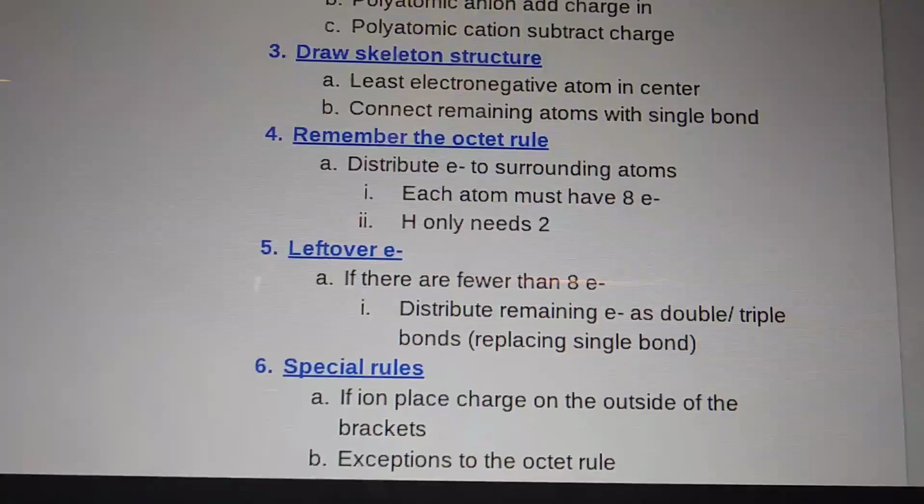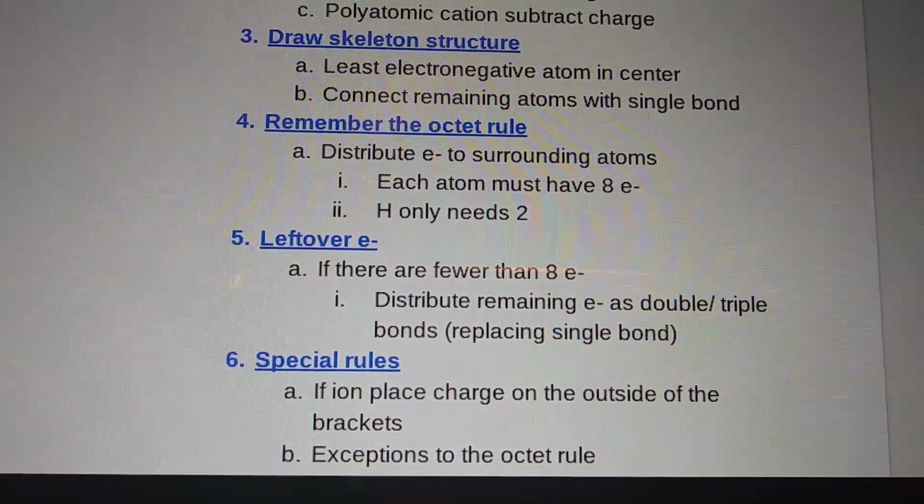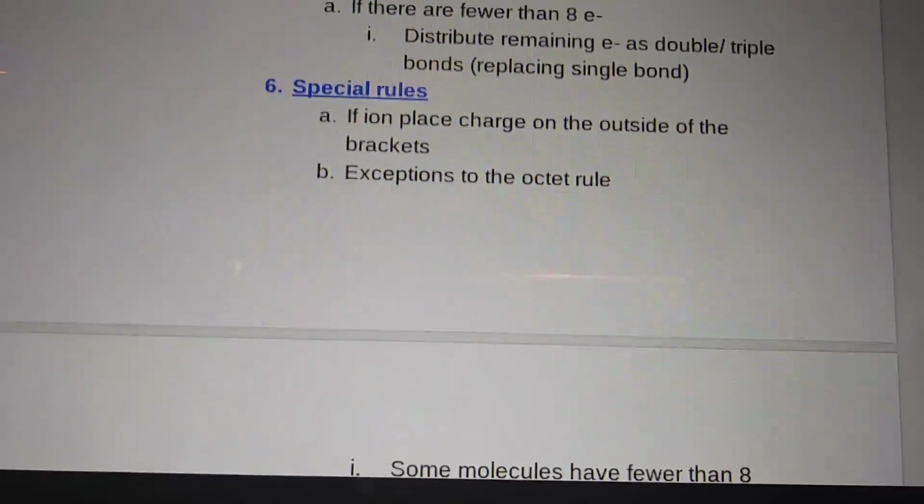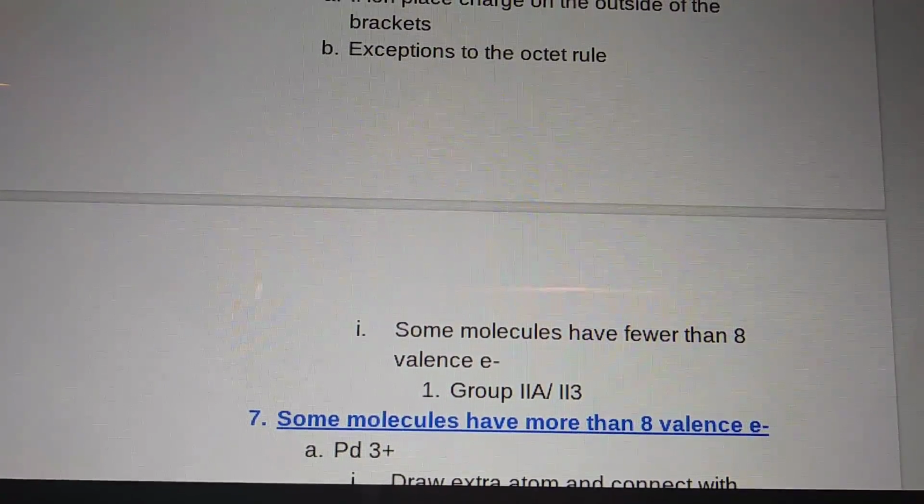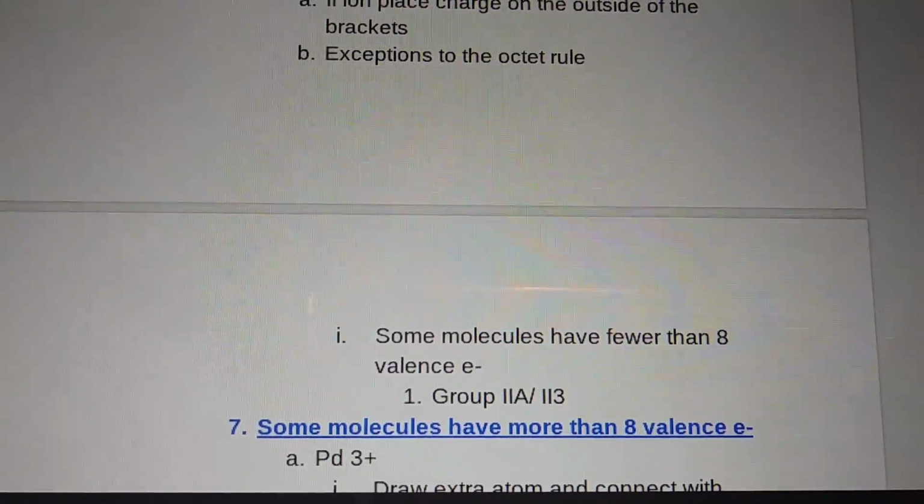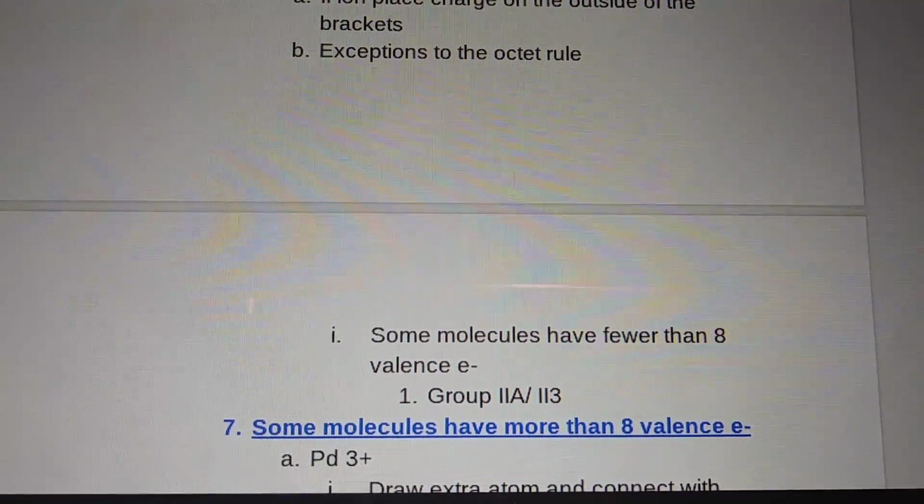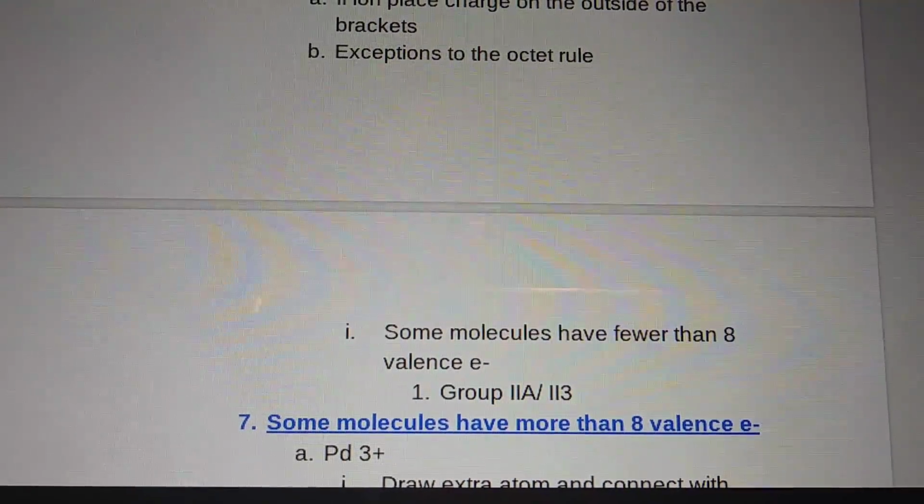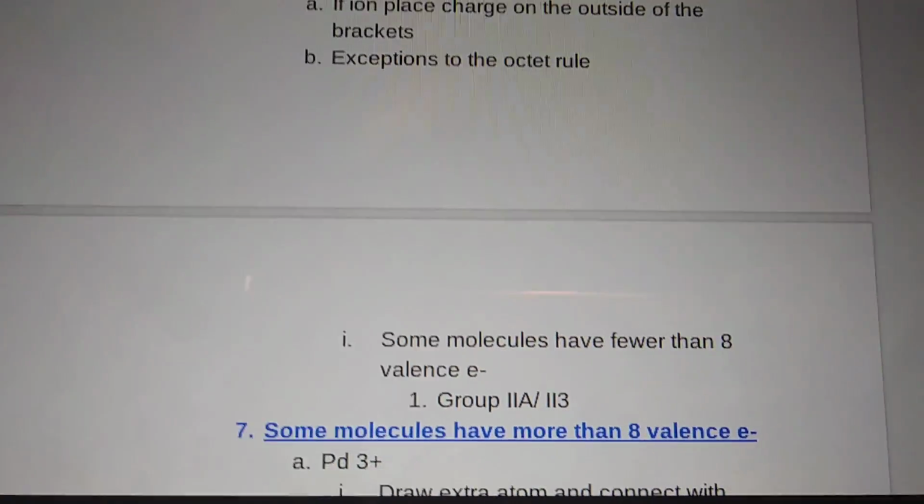So there are definitely special rules, of course. If it's an ion, you just place it in brackets and place the charge outside. And then with the exception to the octet rule, there are some molecules that have fewer than 8 valence electrons, which is usually group 2A or group 2 or group 2B.